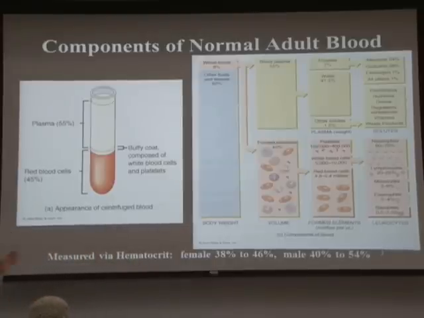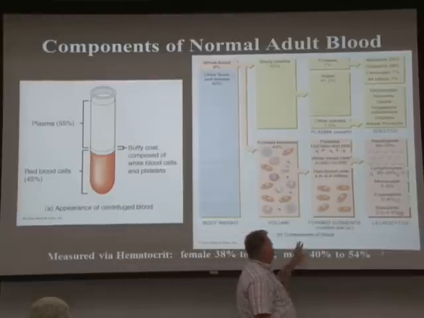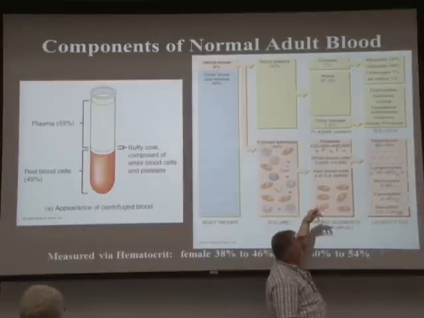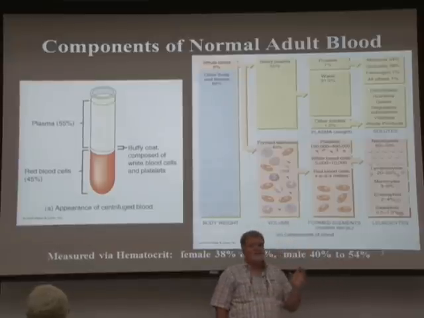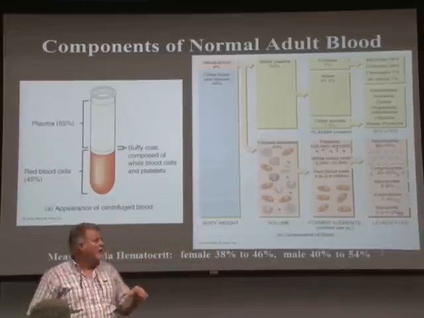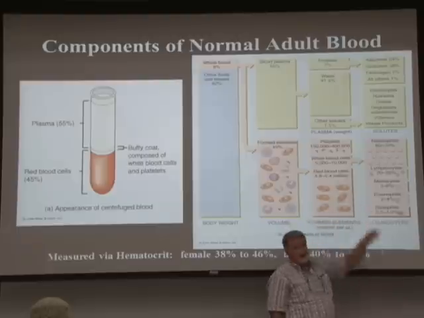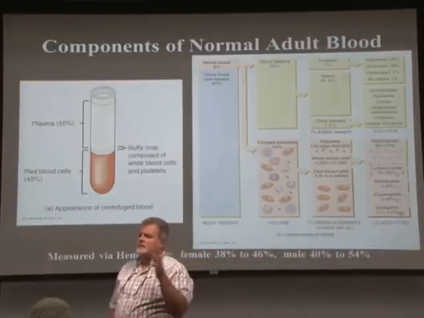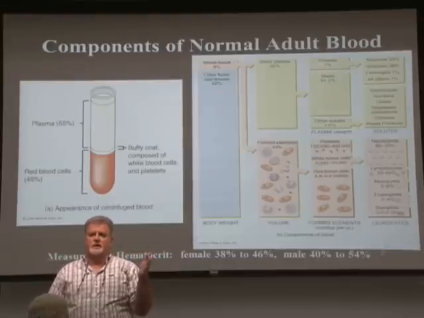All right? And then the other thing we're going to do as we talk about it is take the formed elements and separate them into their constituent parts. So the most common cell in your blood is a red blood cell. And we, on average, have between 4.8 and 5.4 million red blood cells per microliter of blood. So we have a tremendous load of red blood cells in our blood.